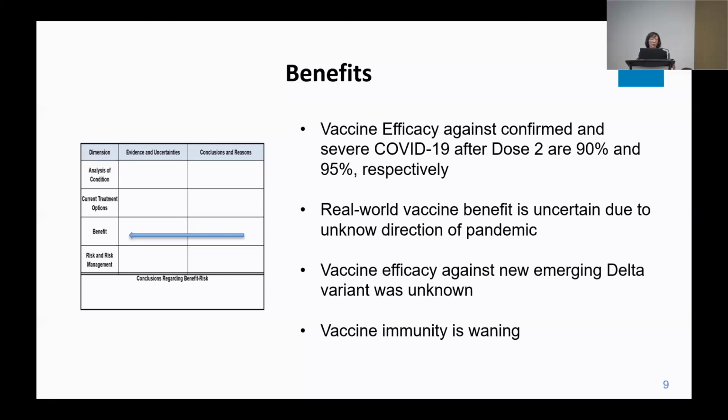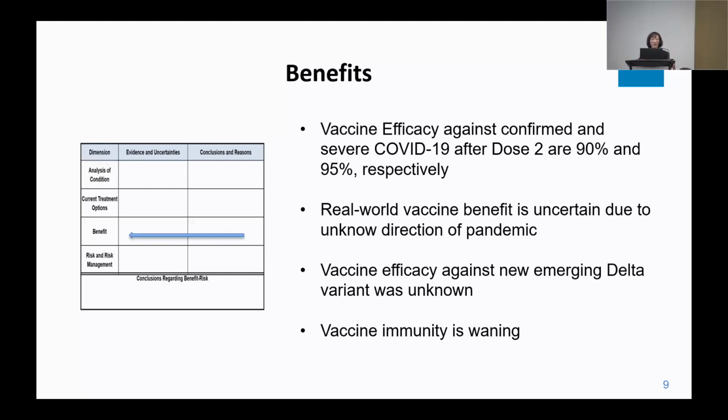However, the real world benefit of this vaccine is uncertain, because as I already mentioned earlier, the real world benefit of the vaccine also depends on the disease incidence among the population. The higher the disease incidence, the greater the benefit from the vaccine. But it is uncertain which direction the pandemic will go. The incidence will become higher or go down. So there is uncertainty there.